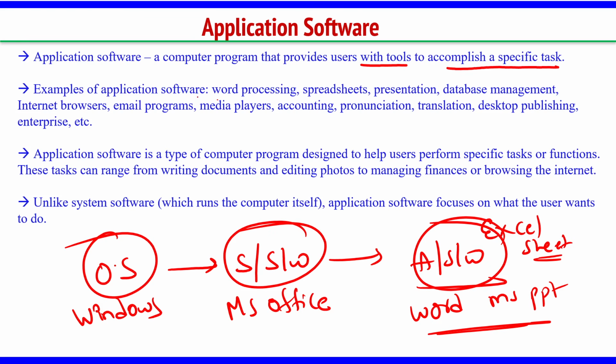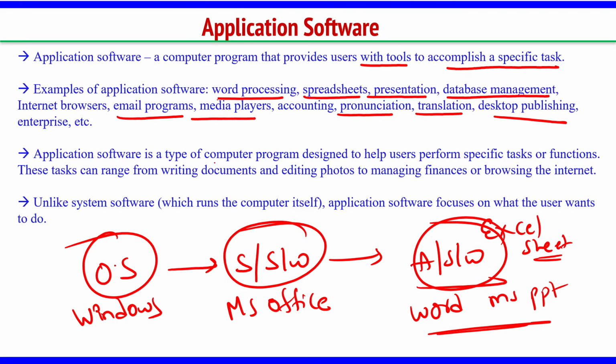So examples of application software: word processing, MS Word; spreadsheets means Excel sheet; presentation, PPT; database management; internet browsers like Chrome, Mozilla; email programs; media players, VLC or Windows default, right? Translation, desktop, all these things are application software. If you want to do some type of task, you install that application software and play with it.